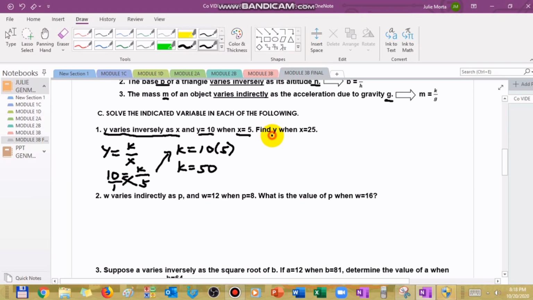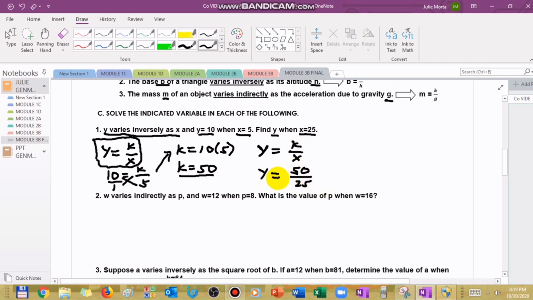Ang sabi dito, find y when x is equal to 25. So, we will find y. You go back to the original equation. Ito. Go back. Gawin mo ulit yan na si y varies inversely as x. So, you are finding for y. Wala pang y. That is equal to, yung k mo dito, substitute mo na doon sa nakuha mo kanina, which is 50 over, when x, gamitin mo yung pangalawang value ng x na given sa problem. So, when x is 25.